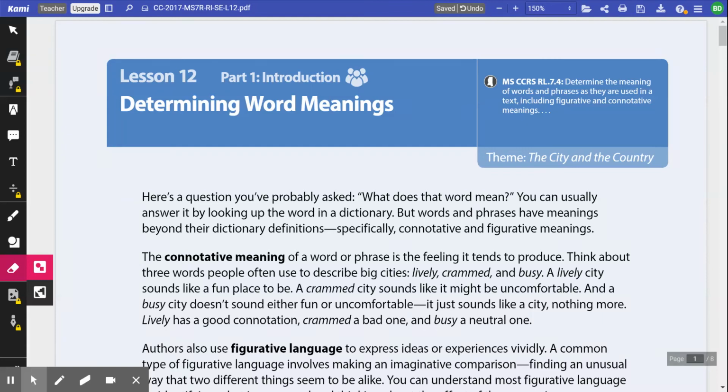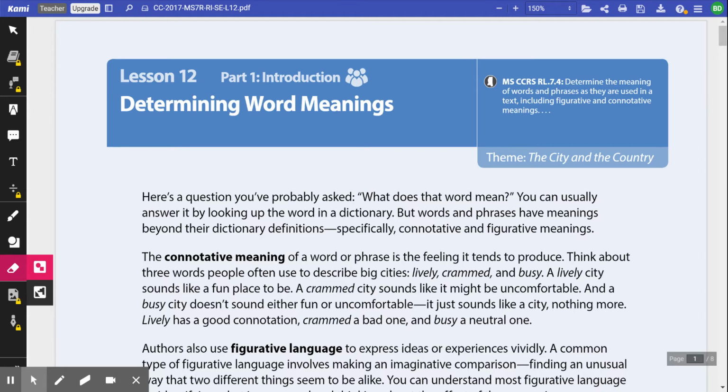Hey guys, welcome back. This week we're going to be doing lesson 12 in our Ready workbook. So we're going to be on page 121. If you don't have your Ready workbook out and ready to go, take a minute, pause the video, make sure you have your Ready workbook out. You will also need a writing utensil, so a pen or a pencil. And if you have a yellow highlighter, I would suggest using that as well. All right, so whenever you are ready to go, we will get started.